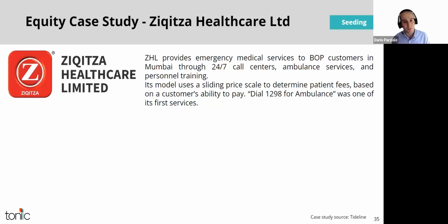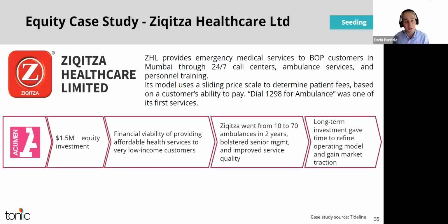Their first service was dial 1298 for an ambulance. In 2007, Acumen Fund made a $1.5 million equity investment to support the development of 1298. Acumen Fund's investment assumed greater risk than the financial return would justify, providing growth capital at a critical juncture in the company's development.